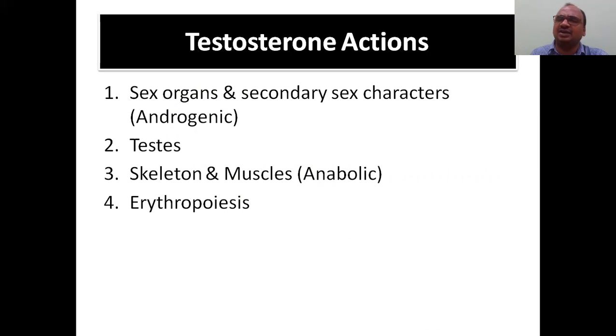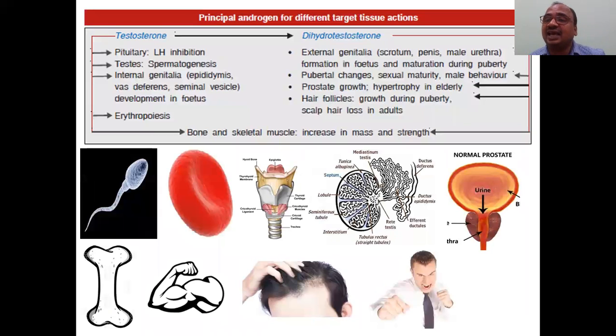There are a number of functions. We will see them one by one. Mainly sex organs and secondary sexual characteristics. The name itself indicates androgens are nothing but secondary sexual characteristics. Development of the testis, skeleton and muscles, that is called anabolic. I told you, B stands for bone and muscles. Anabolic. Erythropoiesis, blood generation. See, blood generation also depends upon the testosterone. Here I made a full shortcut, but all the points I have covered.